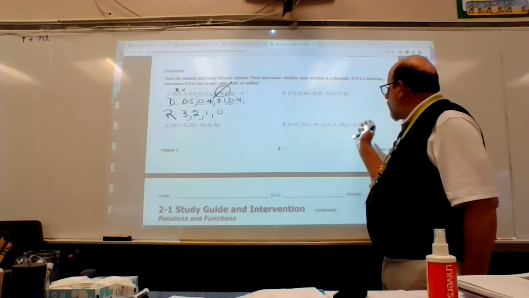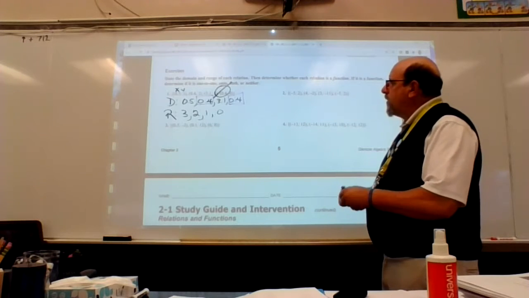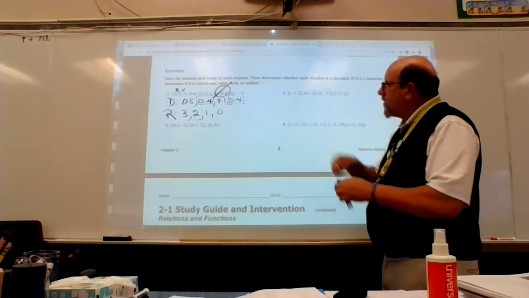Onto means your y's repeat, and that's this one here. All right, so that's not a function.